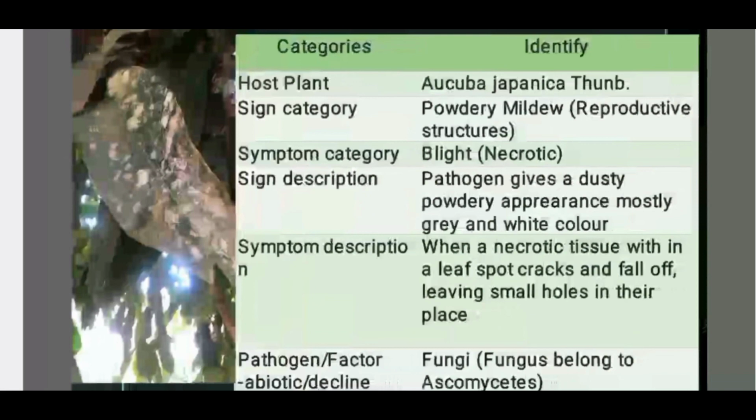The sign description is that the pathogen gives a dusty powdery appearance, mostly gray and white in color. The symptom description is when necrotic tissue within a leaf spot cracks and falls off, leaving small holes in their place. This plant disease is because of the pathogen called fungi. Fungus belonging to Ascomycetes.